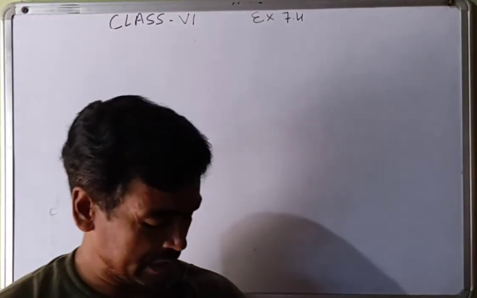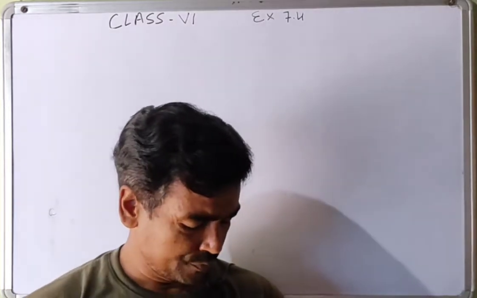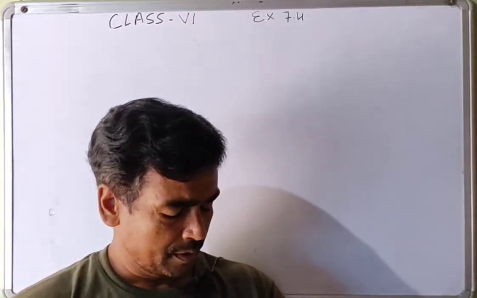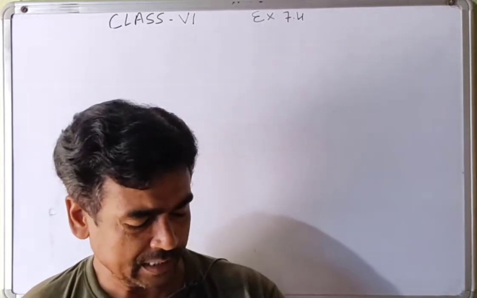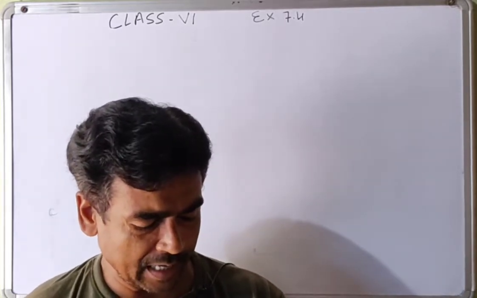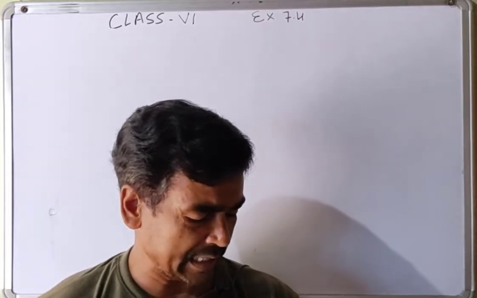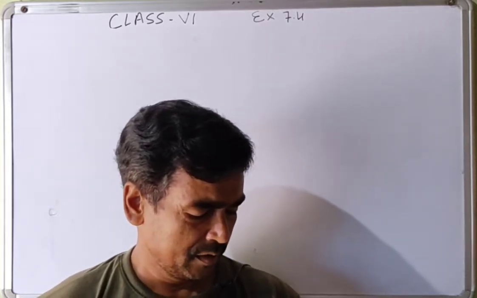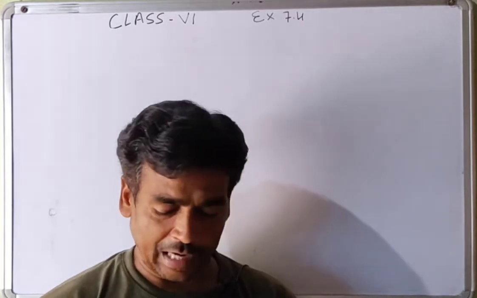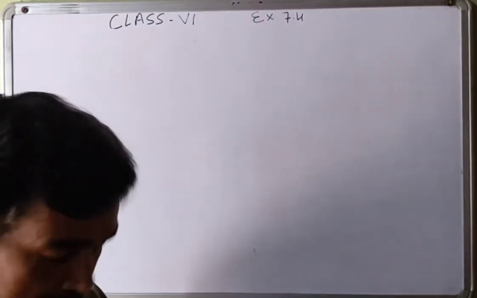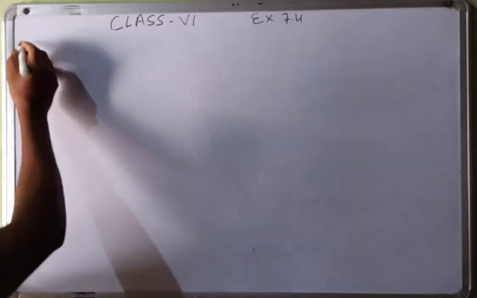We are taking exercise 7.4. First question: write the shaded portion as a fraction. Arrange them in ascending and descending order using the correct sign: greater, smaller, or equal between the fractions. So first, that will be the A part.